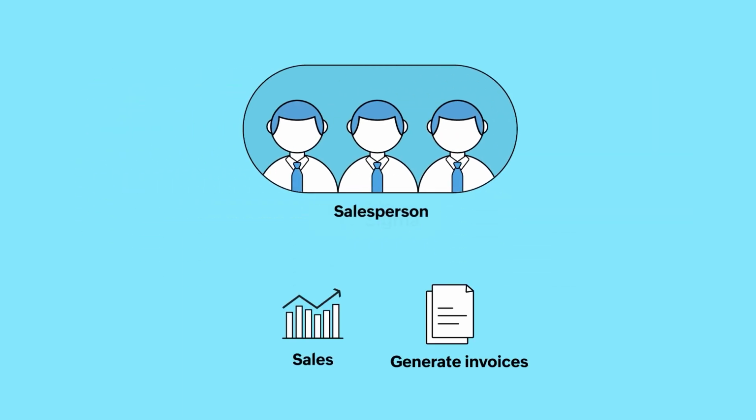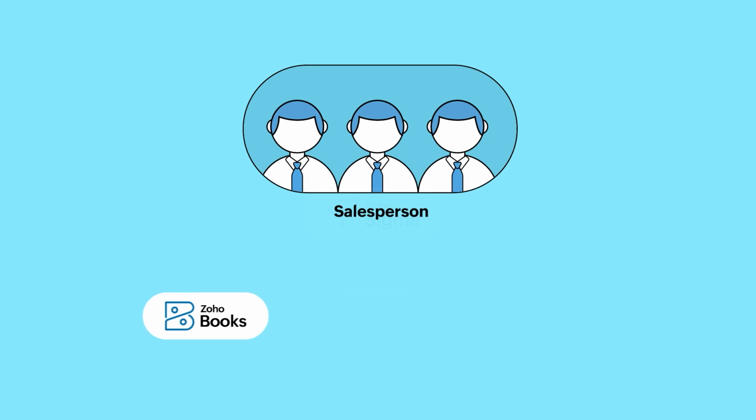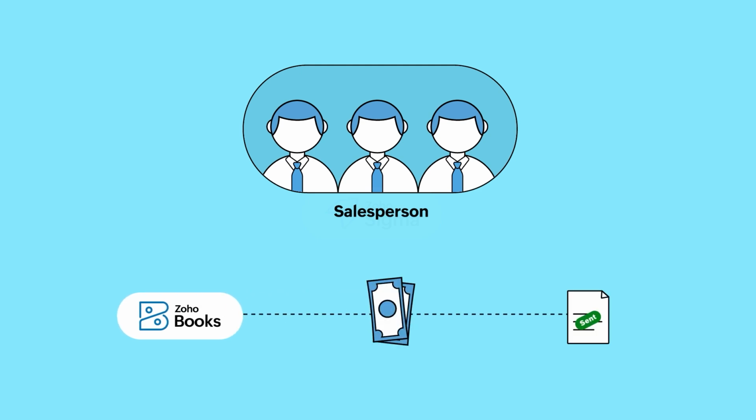For example, let's say that you have a team of salespersons who interact with customers, make sales, and generate invoices. However, in your current setup within Zoho Books, it is not possible to automatically calculate the salesperson commission whenever an invoice is sent or paid.